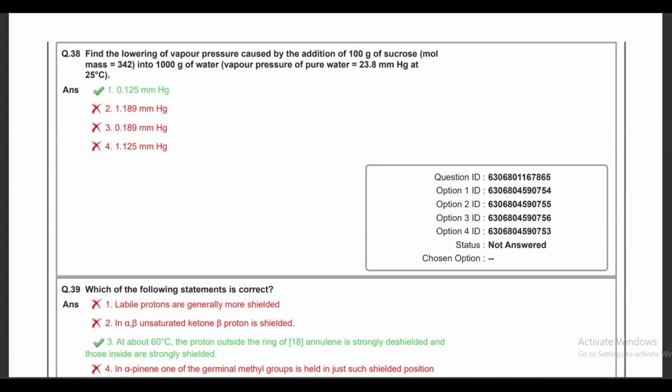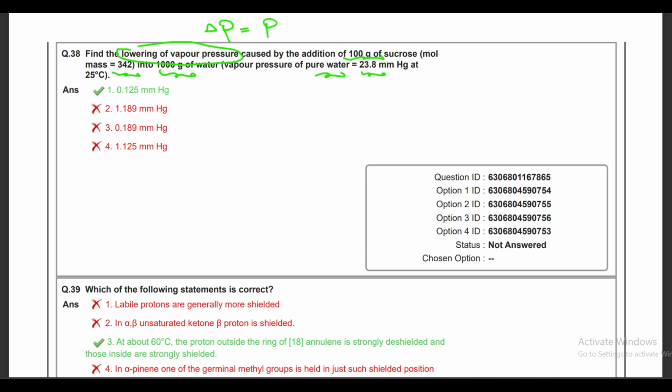In the next question, find the lowering of vapor pressure caused by addition of 100 gram of sucrose. So 100 gram of sucrose, whose molecular mass is 342, is added into 1000 gram of water, and the vapor pressure of pure water is 23.8 mm mercury at 25 degrees Celsius. Ultimately you have to find the lowering of vapor pressure, which is the change in pressure.